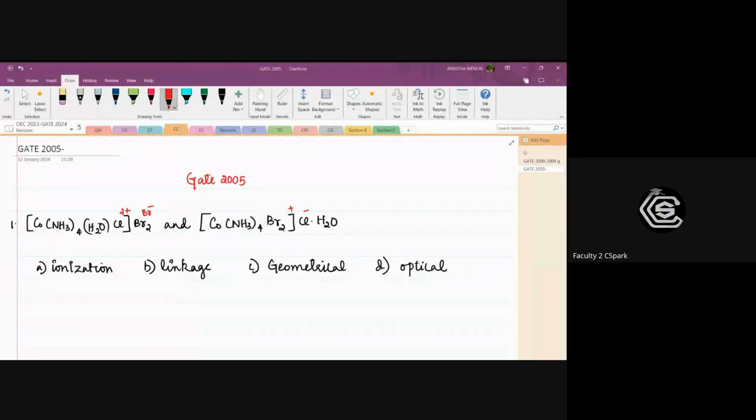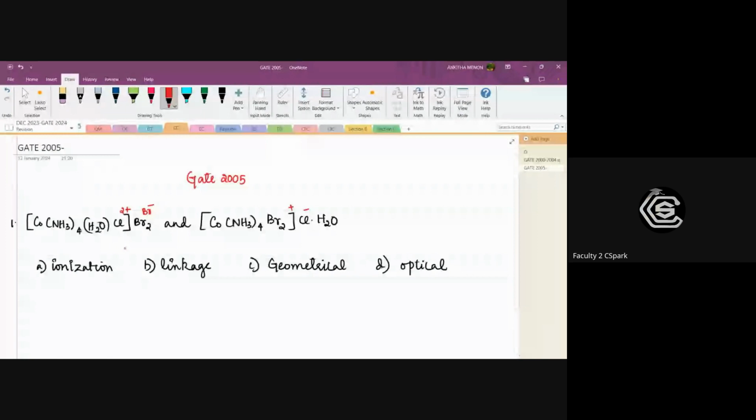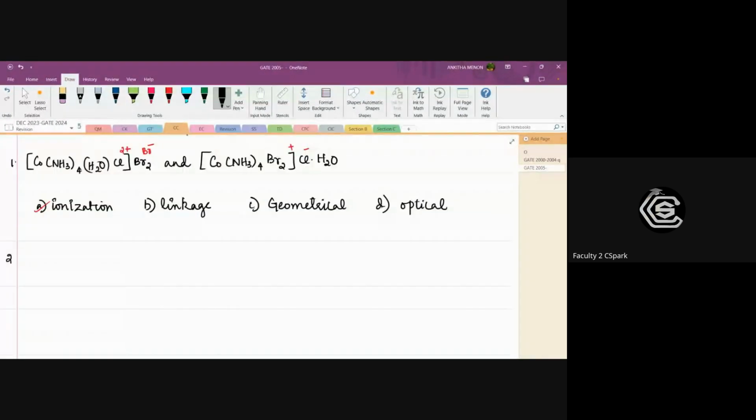When you disperse this in water, the ions which are being generated are different. So if the ions which are generated are different, it is due to coordination sphere exchange, and this type of isomerism is called ionization isomerism. Option A. Next question, I had already given the chart.